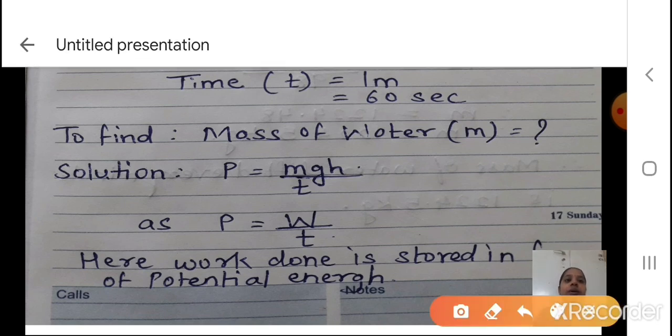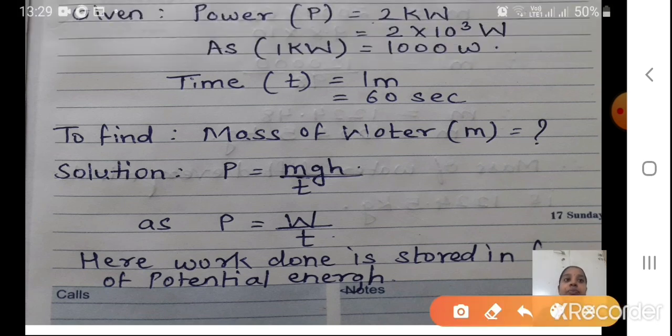Okay, now see here, what is my power, student? Power P is given 2 kilowatts. First I have to convert it into watts, so I have to multiply it by 10 raised to 3. So 2 into 10 raised to 3 watts it will become. I have just multiplied by 1000, so 1000 I can write as 10 raised to 3. As 1 kilowatt is 1000 watts. Time is given 1 minute, so it will become 60 seconds.